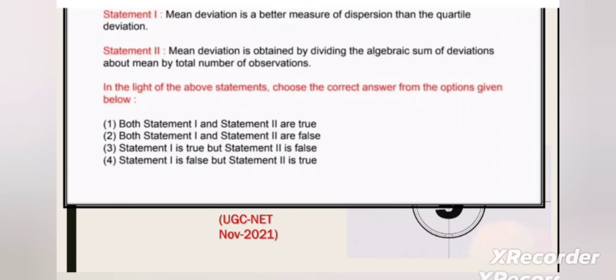Now let's see some questions to recall what we have learned today. After reading the question, I will wait for some seconds so that you can also guess the answer. Here, we have to choose the correct statement. Statement first states that mean deviation is a better measure of dispersion than the quartile deviation, and statement second states mean deviation is obtained by dividing the algebraic sum of deviations about mean by total number of observations.